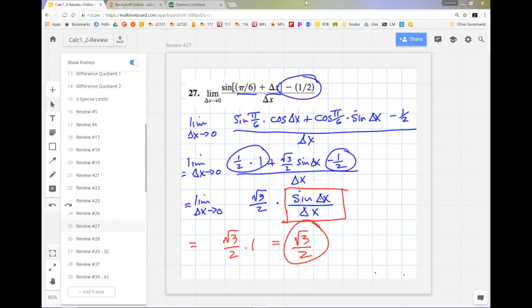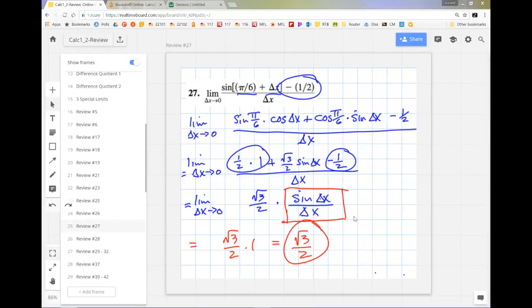So we have here the sine of the sum of two angles, pi over 6 plus delta x. That basically says take the sine of the first times the cosine of the second plus the cosine of the first times the sine of the second. And that's what I did right here. So take the sine of the first, pi over 6, times the cosine of the second, delta x, plus the cosine of the first, pi over 6, times the sine of the second, delta x. And then we still have this minus 1/2 here on the end.